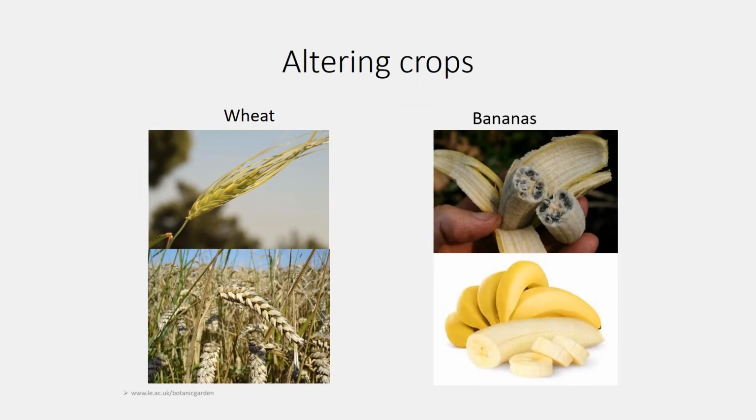In similar ways, farmers have been breeding plants to make them better to eat. The top pictures are the wild forms of wheat and bananas, and the bottom pictures are the cultivated versions we eat today. It's a good thing we have a cultivated version of the banana, because the wild ones have seeds so hard that they would break your teeth.